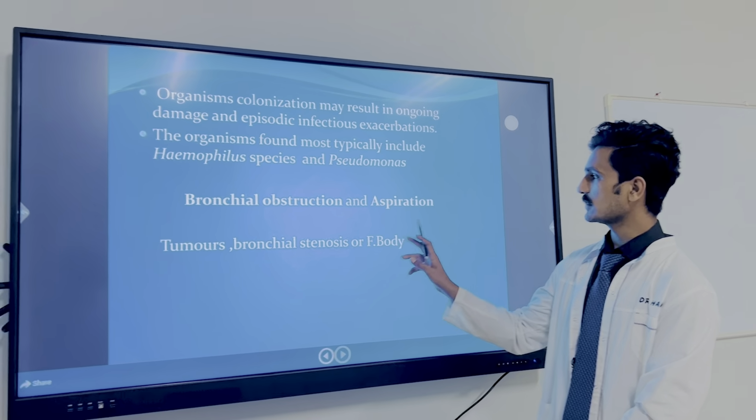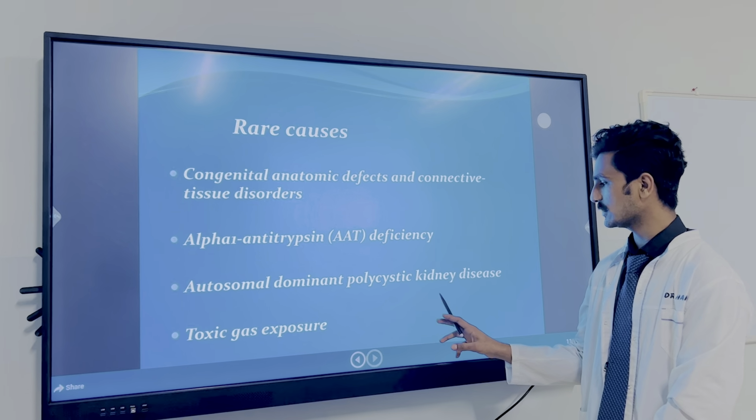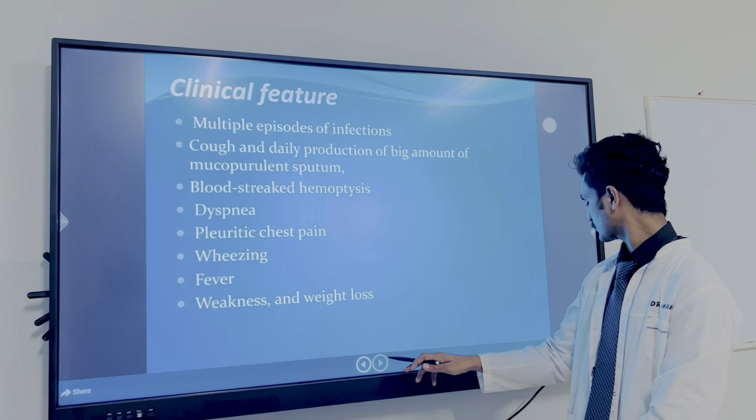Bronchial obstruction and aspiration. Primary ciliary dyskinesia, Kartagener syndrome, nasal polyps and sinusitis, respiratory tract infections. Allergic bronchopulmonary aspergillosis. There are also immunodeficiency states in bronchiectasis. There are some rare causes: congenital anatomic defects and connective tissue disorders, alpha-1 antitrypsin deficiency, autosomal dominant polycystic kidney disease, and toxic gas exposures.